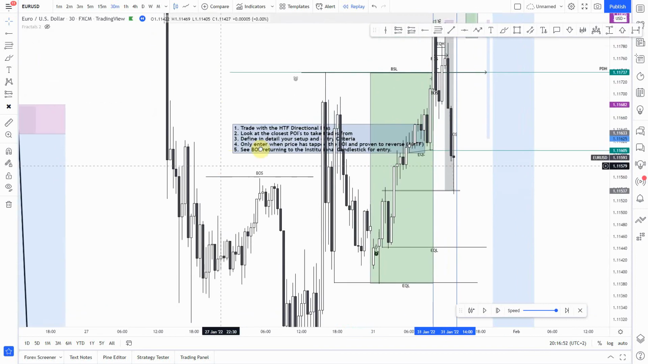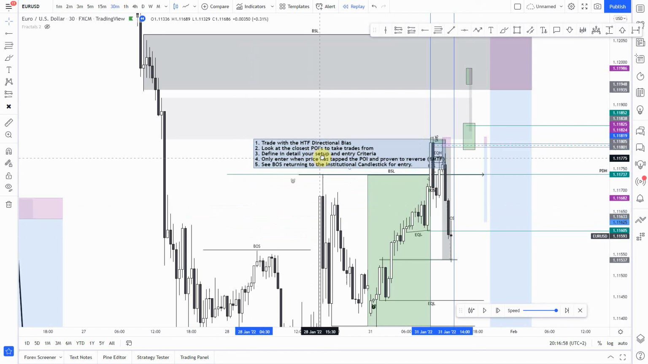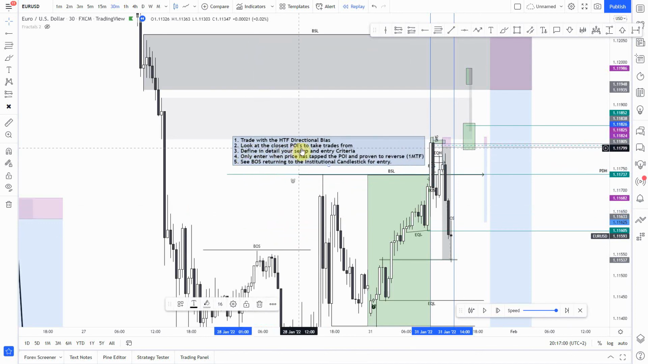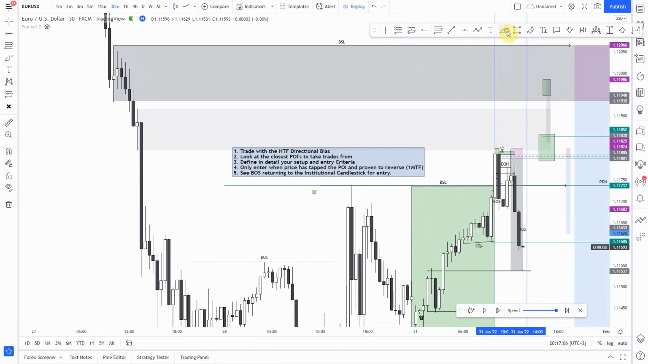So it says trade with the higher time frame directional bias. As we've mentioned, it was bearish, so we're looking for selling opportunities. Second point, look at the closest point of interest to take a trade from. Where were the points of interest? People could have argued that there's the void here. That is a point of interest, that's correct. There is a drop-base-drop here, and a drop-base-drop there. So these are all points of interest, but what's important is that it has to be the closest, and you want to see price reach there.